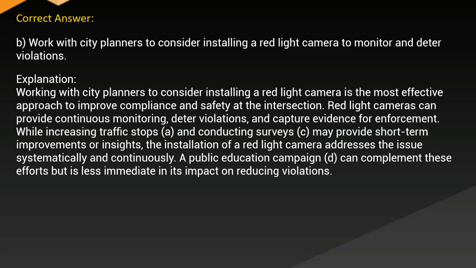Red light cameras can provide continuous monitoring, deter violations, and capture evidence for enforcement, while increasing traffic stops, A, and conducting surveys, C, may provide short-term improvements or insights. The installation of a red light camera addresses the issue systematically and continuously. A public education campaign, D, can complement these efforts but is less immediate in its impact on reducing violations.